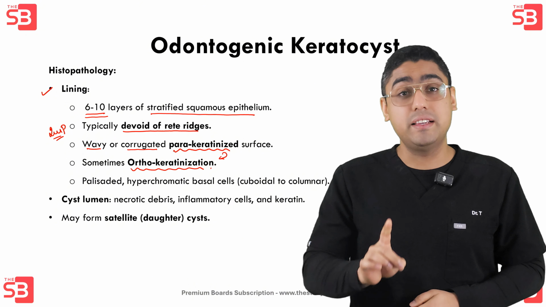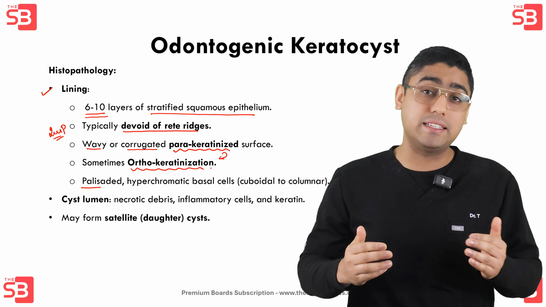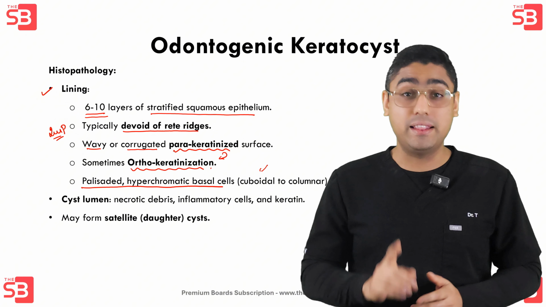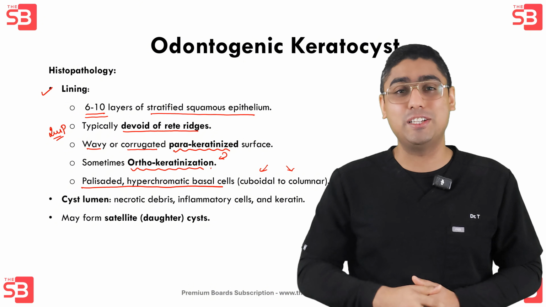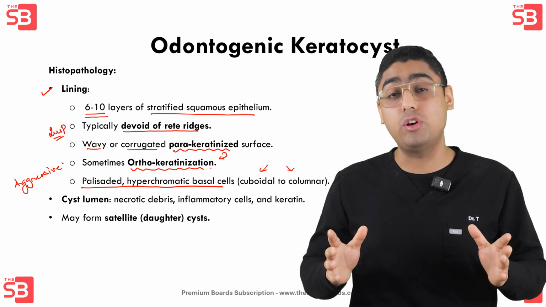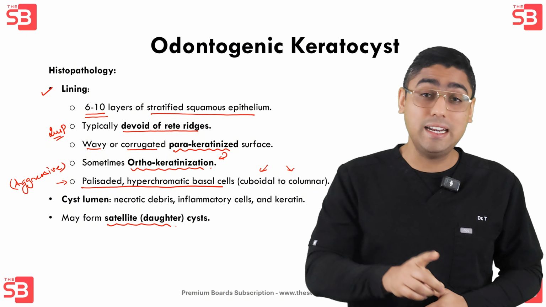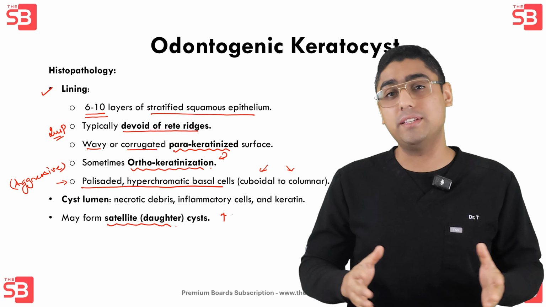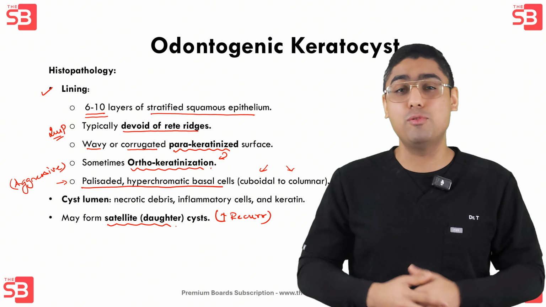The basal layer is another standout feature. It has palisaded hyperchromatic cells that are cuboidal to columnar in shape, and this basal layer contributes to the cyst's aggressive nature. Additionally, OKCs often form satellite or daughter cysts in the connective tissue wall. These satellite cysts are the major reason for the high recurrence rate of OKCs, and that is why they can persist even after surgical removal.